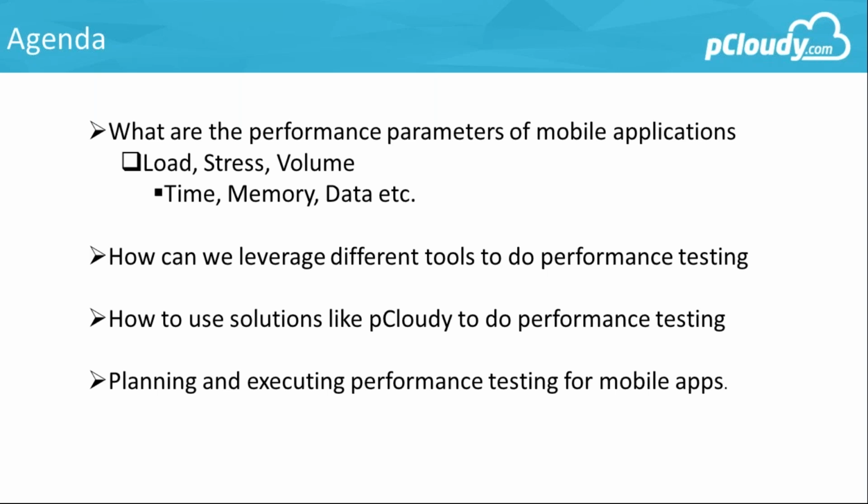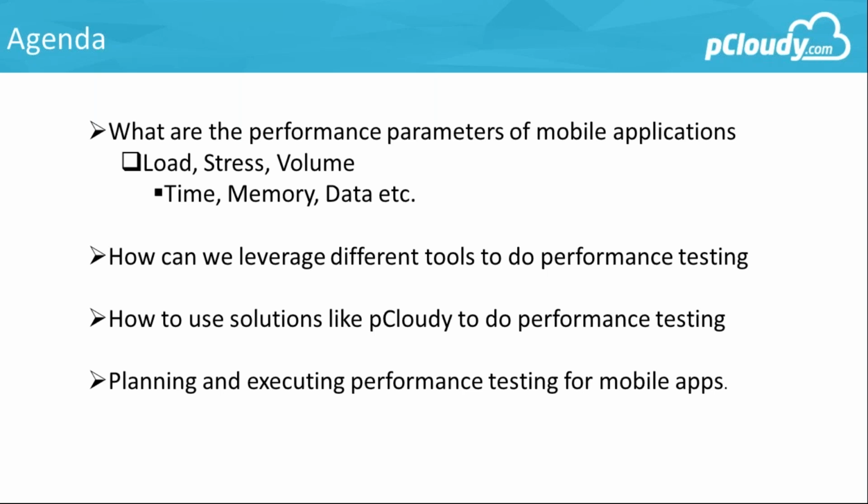So let's start with what are the performance parameters of the mobile application. Typically, there are three broadly used terms: load, stress, and volume, and we'll understand what these mean and how they apply to mobile. Those are more technical terms, but in more layman language, we can say the time taken, the memory consumed, or the data consumed. These are some of the important factors that we need to look into.